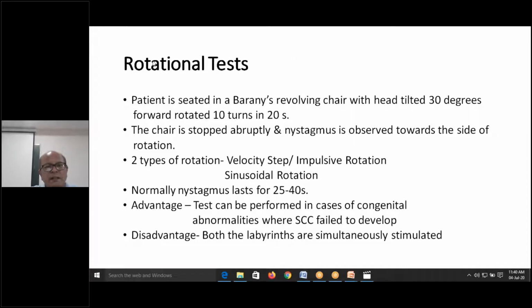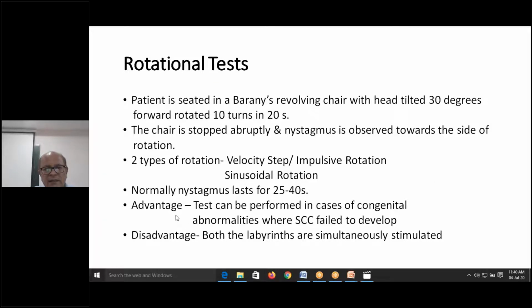Then a rotational test. The patient is seated in a Barany revolving chair with the head tilted 30 degrees forward and rotated 10 turns in 20 seconds. So this is fixed. The head is tilted 30 degrees forward and the chair rotates 10 turns in 20 seconds. The chair is stopped abruptly and nystagmus is observed towards the side of rotation. Normally the nystagmus lasts for 25 to 40 seconds.